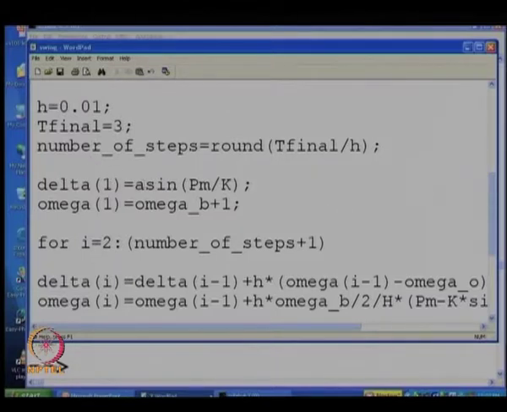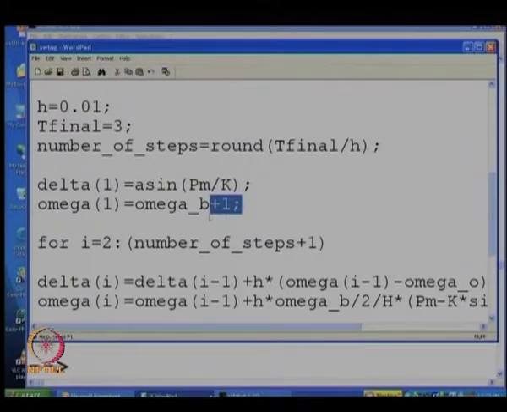Let us assume that delta is equal to sine inverse of P m by k. In fact, this is the equilibrium value of delta. Omega let us assume is omega b plus 1. Now, remember one important point is that although delta is at its equilibrium value, the value of omega is not its equilibrium value. So, as a result, we are not actually at the equilibrium, because both states have to be at the equilibrium value if we are not to have any transient. So, by adding this plus 1, we have in fact given an initial condition which is not the equilibrium value of the states. Okay. So, we are going to get a transient.